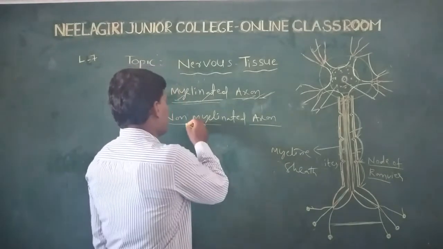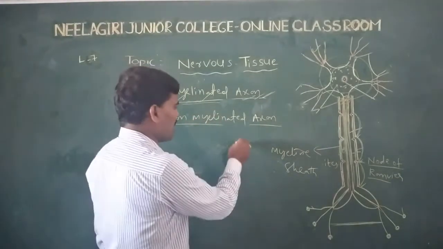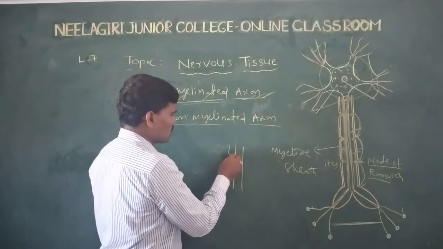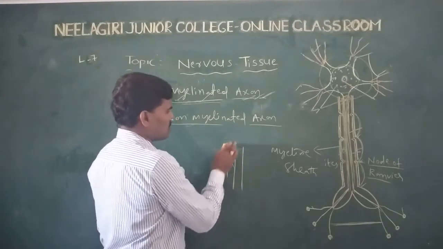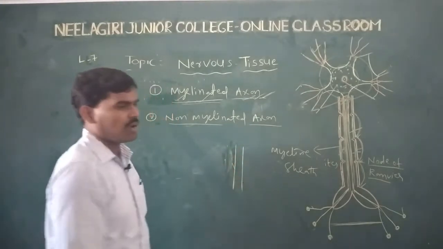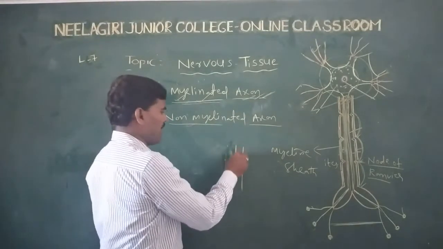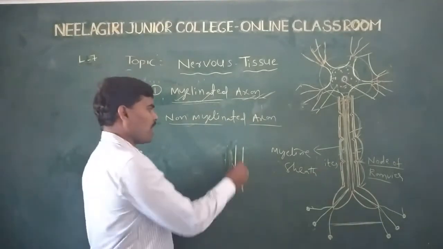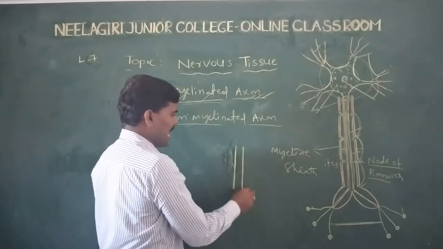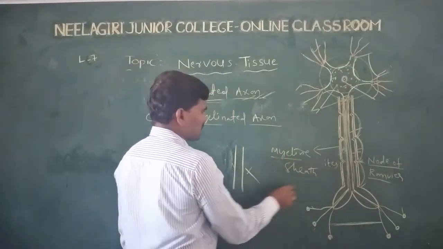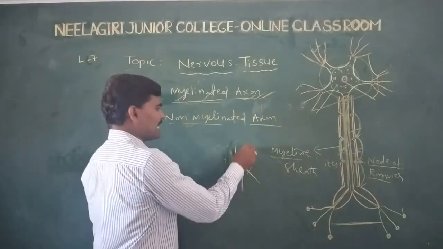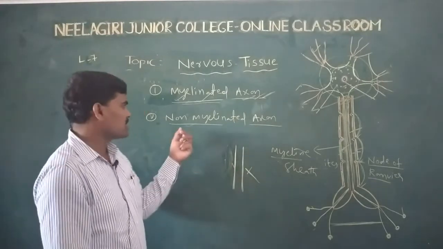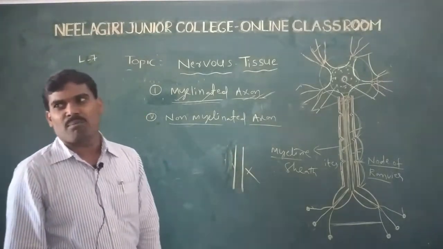Now, non-myelinated neurons. In these axons, the myelin sheath is not present. Non-myelinated axons means the myelin sheath is absent in the neuron's axon. Myelin sheath is present in one and absent in the other. This type of axon is called a non-myelinated neuron.